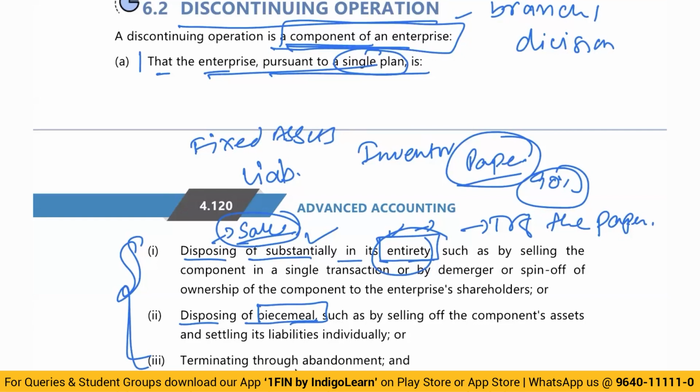Now here, please understand, it has to be a part of a single plan. It is not that today I have a plan to sell off machinery, tomorrow I have a plan to sell computers, then some other day I plan to sell off furniture. That is not a single plan. It has to be a part of a single plan, right? So that is the first part of the definition.